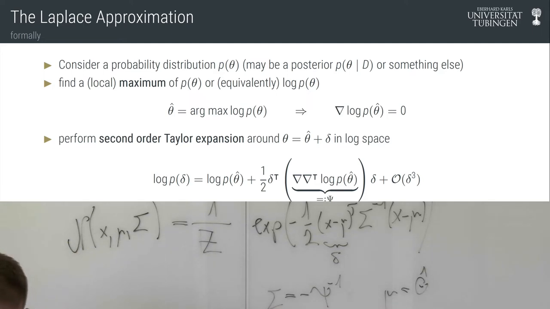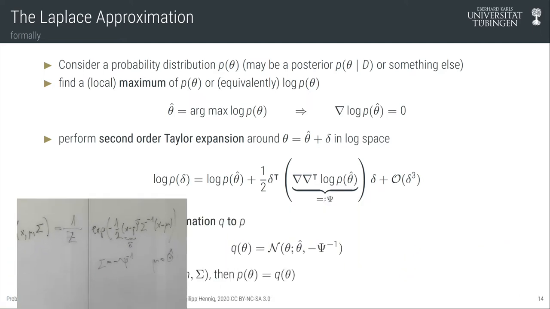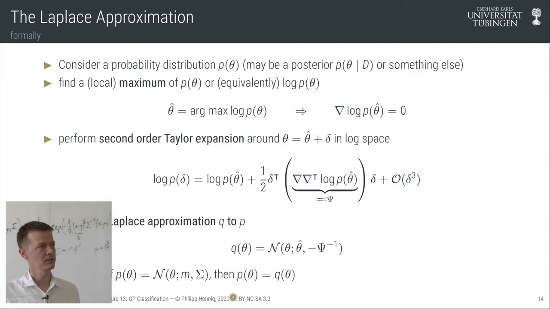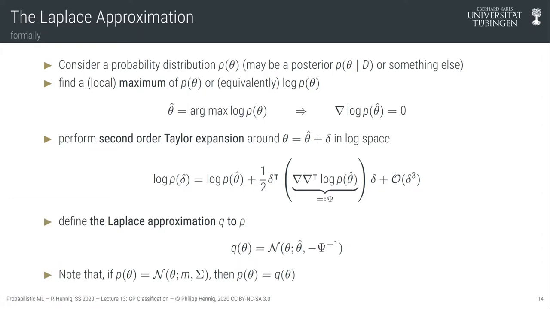So our Gaussian approximation due to Laplace is given by a distribution that we might call Q. Q is the standard notation for approximations in approximate Bayesian inference. That is a Gaussian distribution over the parameters theta, with mean theta hat, and with a covariance that is given by minus the inverse of the Hessian of the logarithm at the mode. Notice, by the way, that if P is actually Gaussian, then the Laplace approximation is perfect.